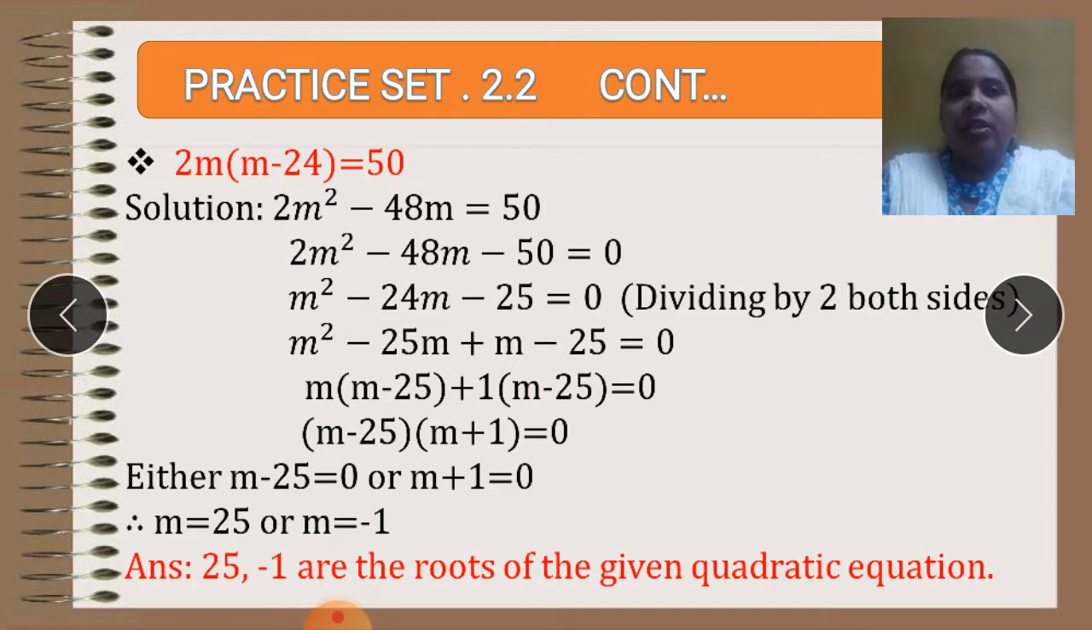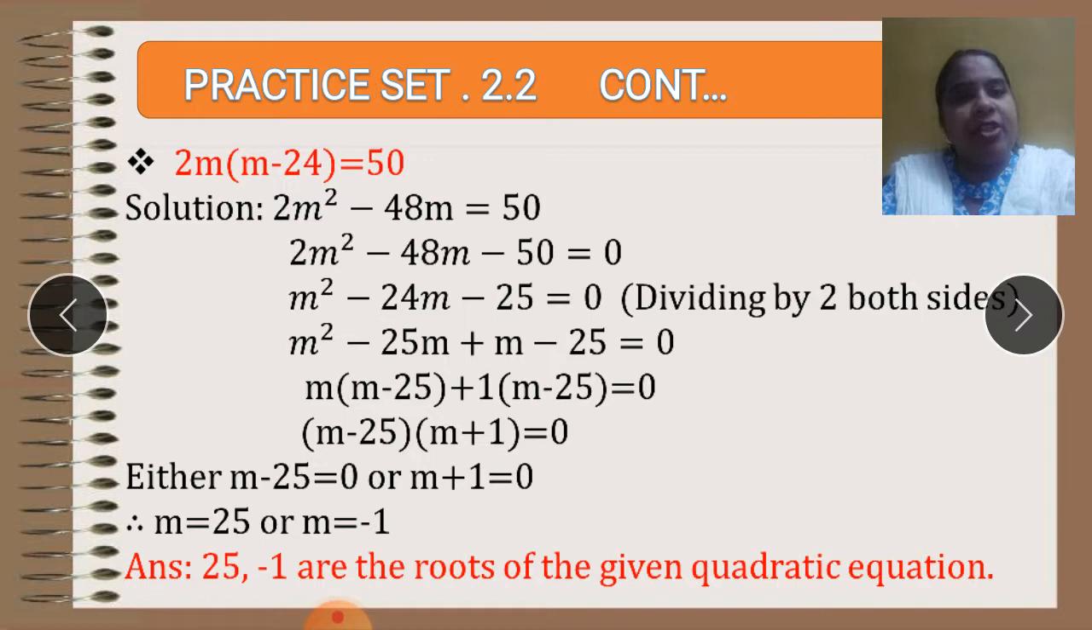Now look at this question. 2m into (m minus 24) is equal to 50. Now what is the difference between this and the previous sums of the practice set? The difference is, in the previous sums, the question was given in the standard form. From this sum onwards, they are not giving you the question in the standard form, but they are asking you to find the root by factorization method.